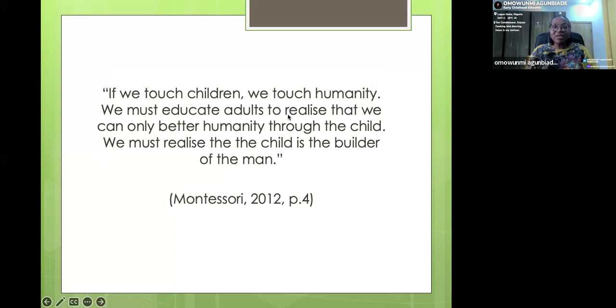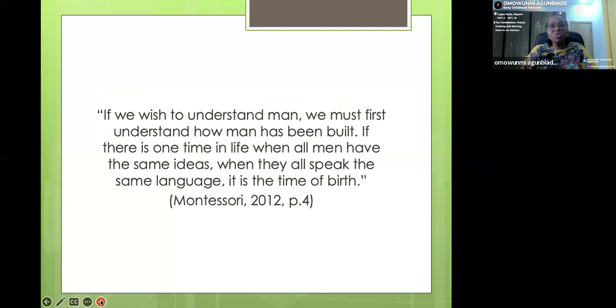We must educate adults to realize that we can only better humanity through the child. We must realize the child is the builder of the man. So anytime we maltreat children, we're maltreating the adult inside that child. As early years educators, we should be advocates of ensuring that this stage of development is cultivated with utmost care. That's why we are here anyway. We cultivate it with utmost care.